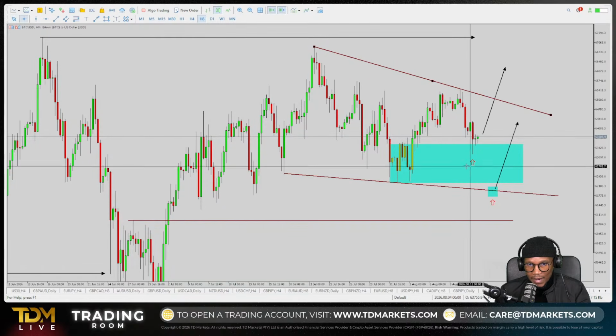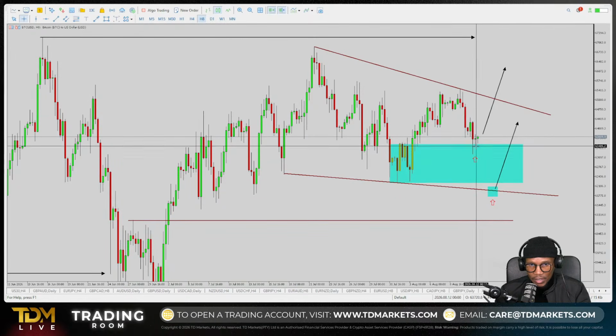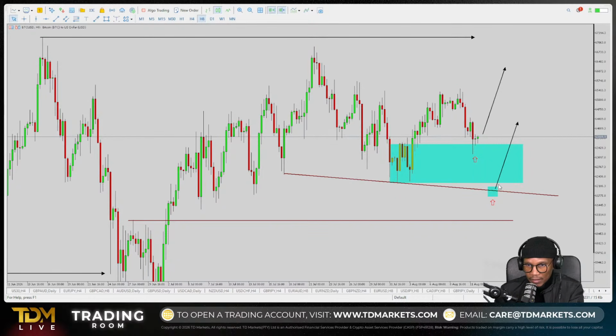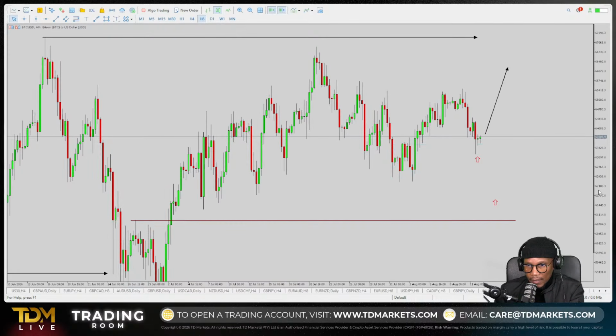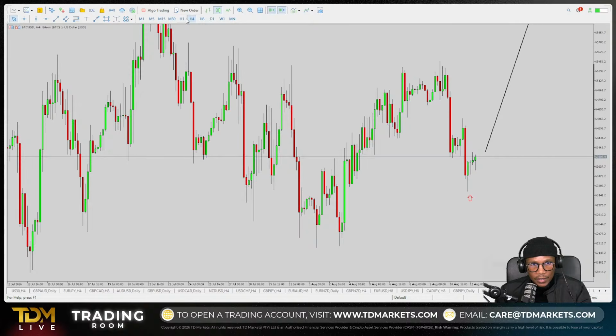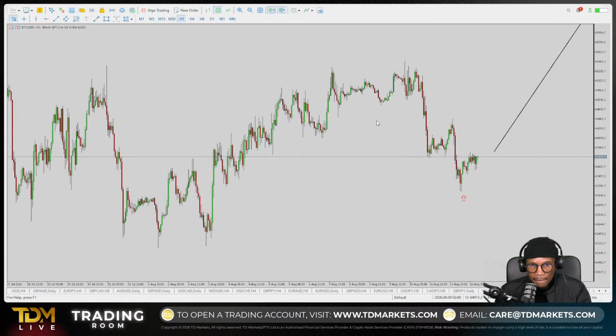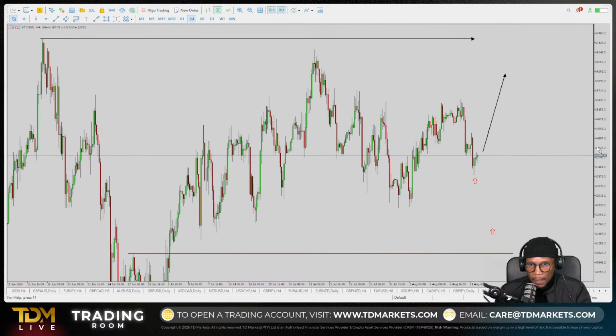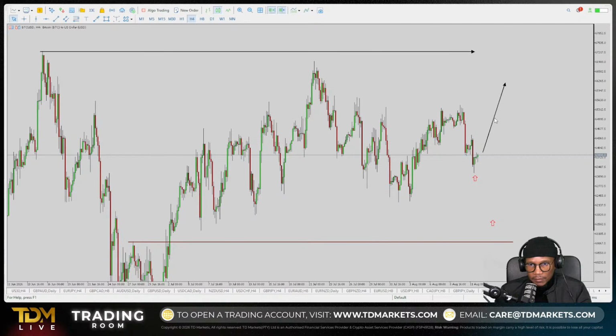If this demand is not strong enough, that's the case. But if it's strong enough, then you're likely going to get a rejection, a setup around here, and then a continuation towards the upside. Let me just look at the 1 hour. Yeah, either we're going to go back down to the low, or we're going to reject this demand and then go up.